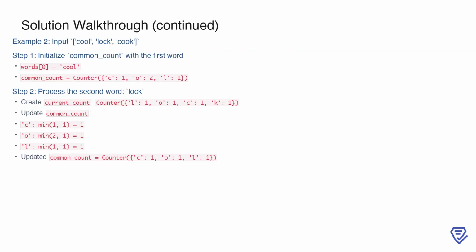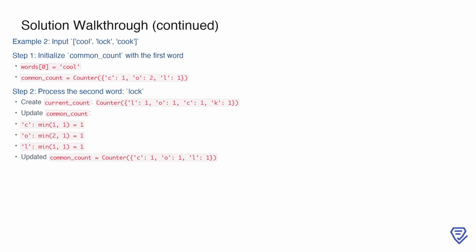In this second example, the input is cool, lock, cook. We start by initializing common_count with the character counts of the first word, cool. Using Counter, we find that cool contains 1 C, 2 Os, and 1 L. This becomes our initial common_count.